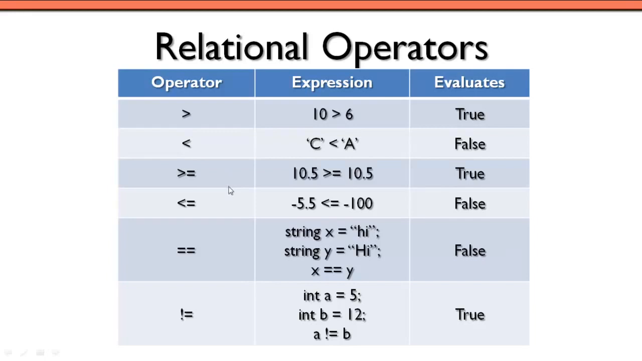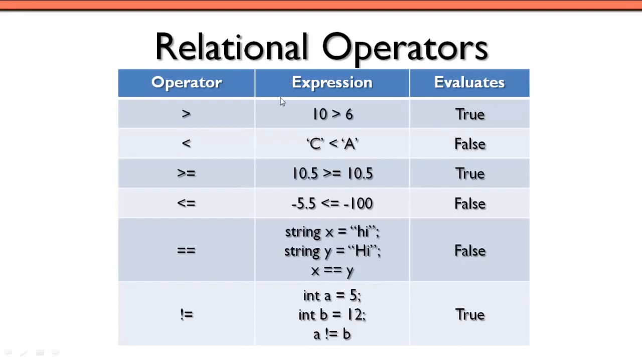And then the last relational operator we have, so we only have 6 of these, the last one is the not equal to, so it's the exclamation point and then the equal sign. So if we had an integer value, say A, that was assigned the value of 5, and then we have the integer value B that was assigned 12, we could see if A was not equal to B, and that would in fact be true.